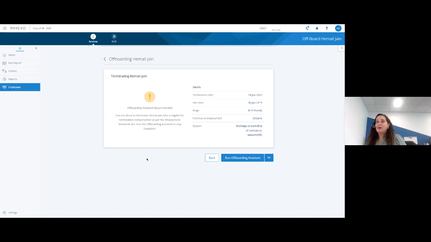I am terminating my employee. I've got some details here on the right: the date that I've put in, their hire date, their wage, their province of employment, and the reason that I selected to terminate them. Now, it tells me, caution, the offboarding assistant's recommended, and you're about to terminate a person who is eligible for termination compensation as per the Employment Standards Act. Run the offboarding assistant to stay compliant. So I'm going to run the offboarding assistant. Let's see how it works.